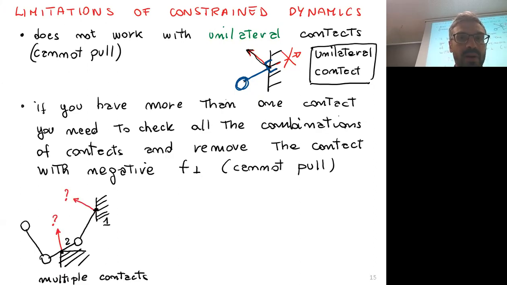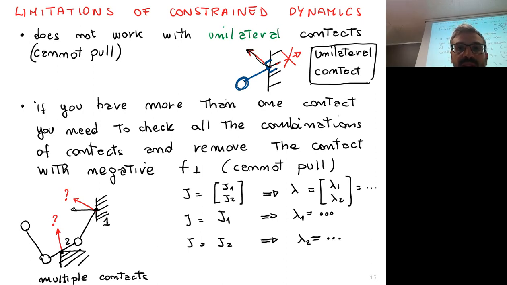Additionally, if you have multiple contacts, you need to check all the combinations of contacts, and you would have to remove the contact for which the contact force along the normal to the contact becomes negative, because in the case of unilateral contacts, the robot can only push but not pull. So this means you need to evaluate many combinations of contacts, stacking the Jacobian of each contact.